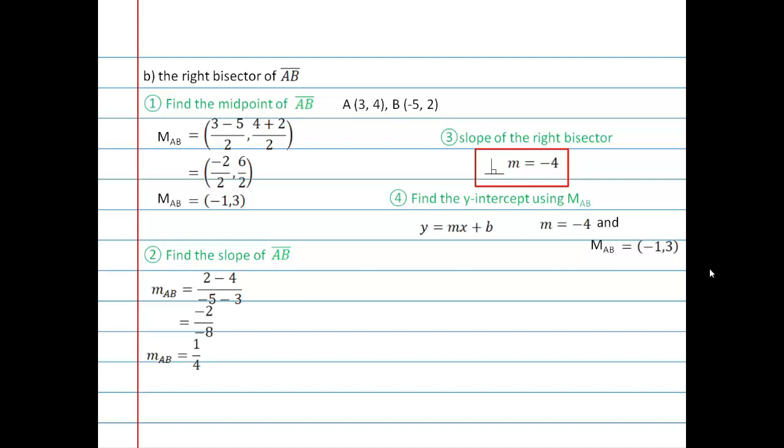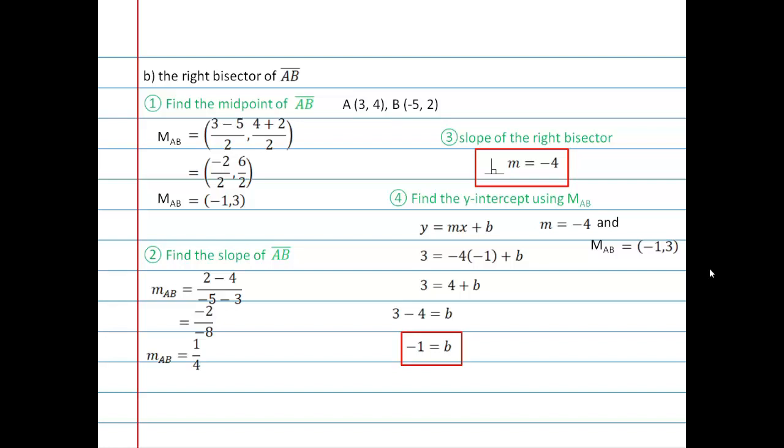If I put those values into my equation, I should end up with 3 equals -4 times -1 plus b. We multiply first, so -4 times -1 gives me +4. Then I want to bring the 4 to the left side, so I'm going to subtract 4 from both sides. 3 minus 4 equals b, and 3 minus 4 gives me -1.